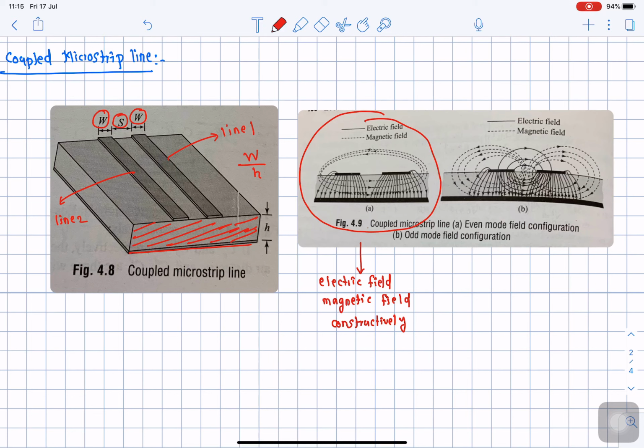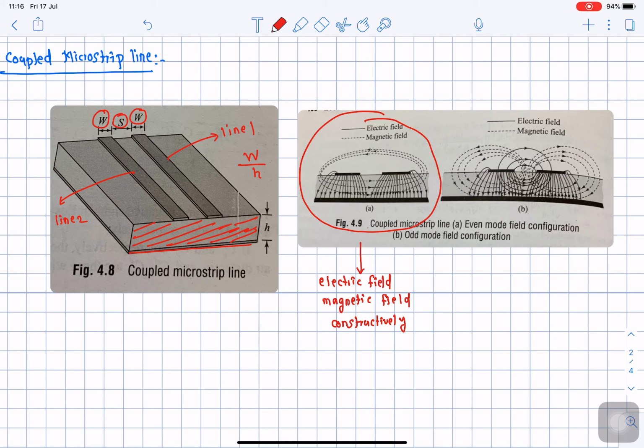The electric field line direction for the first transmission line is the same as the electric field direction for the second transmission line, and the magnetic field of one transmission line will add up with the magnetic field of the second transmission line, and the result is constructive interference.